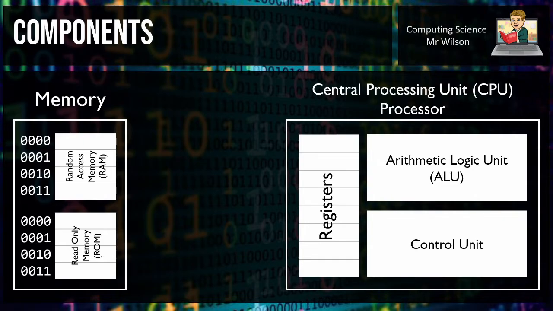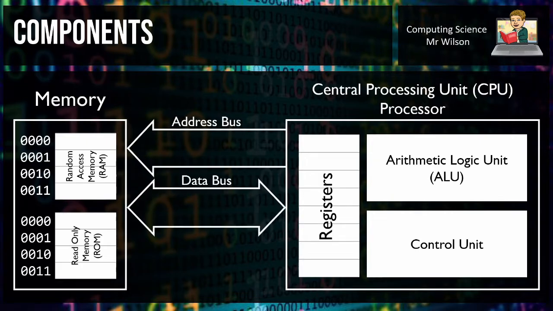Memory in both the ROM and RAM is split up into individual locations, each with a unique address. This allows data containing files or program instructions to be accessed appropriately. Data is transferred between the processor and memory using buses. There are three main buses in a computer system.